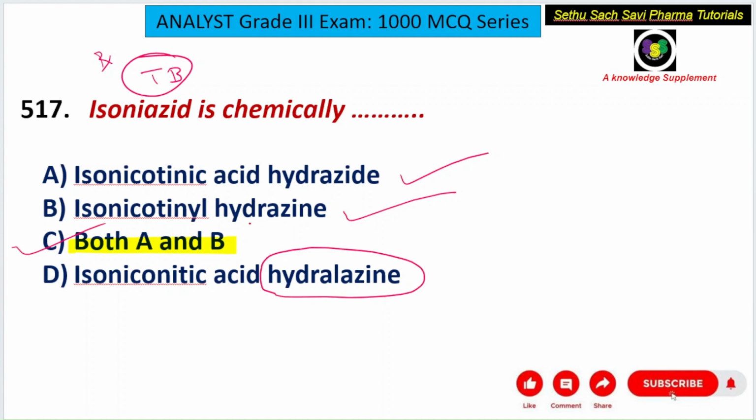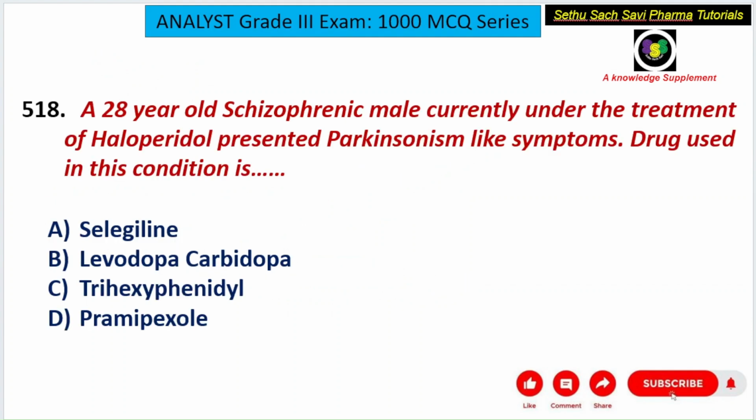What we were talking about was NH2, which is hydrazine or hydrazide. Hydralazine is an antihypertensive drug, so that is a different class of compound, nothing to do with hydrazine or NH2. So this is a wrong choice. The answer for this question is C choice. Let's move on to the next question.